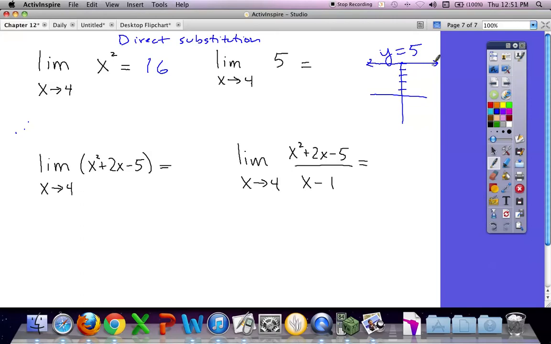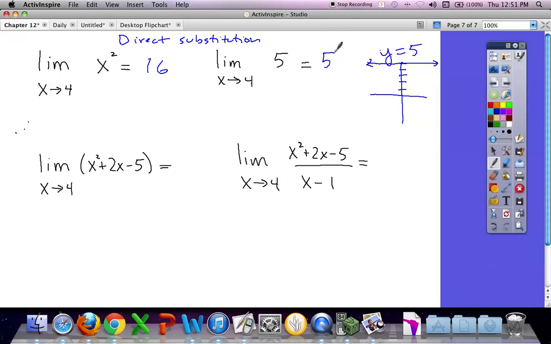So now they're asking us the question, what do you think is the limit of the function as x approaches 4? 5. Its value is 5 for every value of x. So the limit is 5. So the limit of a constant is the constant, which is one of the properties.